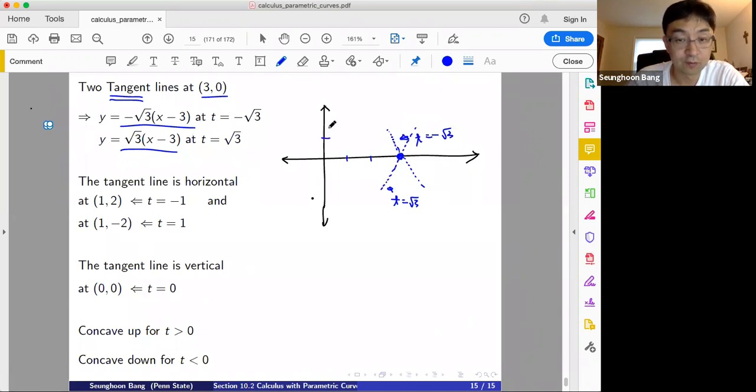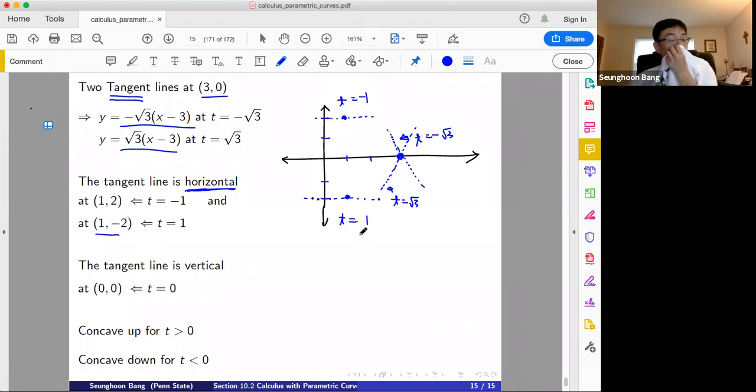At 1, 2, at this point, we have a horizontal tangent line. Here, t is what? Minus 1. Then 1, minus 2. At this point, we have another horizontal tangent line, and t is positive 1. We have a vertical tangent line at 0, 0. Here we have a vertical tangent line. In this case, t equals 0.